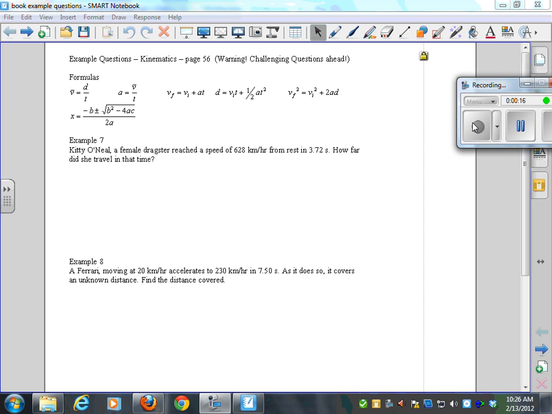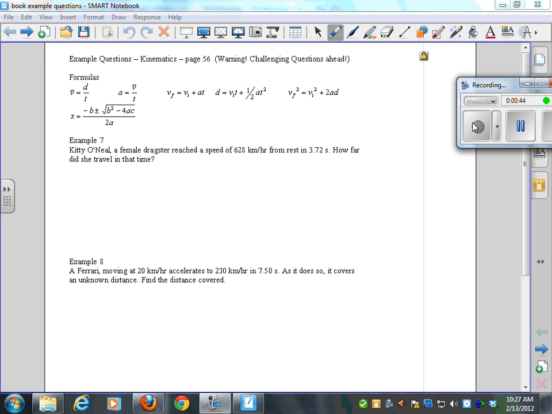Kitty O'Neill, a female dragster, reached a speed of 628 kilometers an hour from rest in 3.72 seconds. How far did she travel in that time? So we are looking for the letter D. That's fast, isn't it? Now, would that be the initial, average, or final velocity? That'd be the final, right? 628, that would be the final. What would be the initial? 0. So we're going from 0 to the final of that.